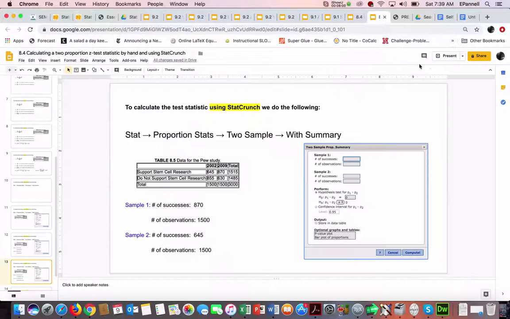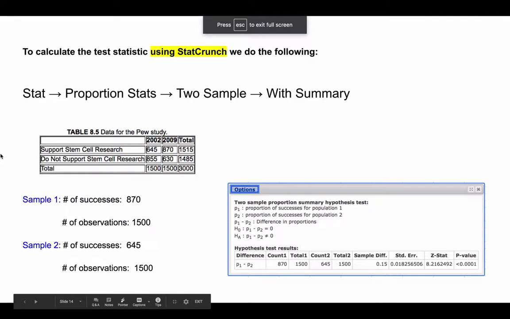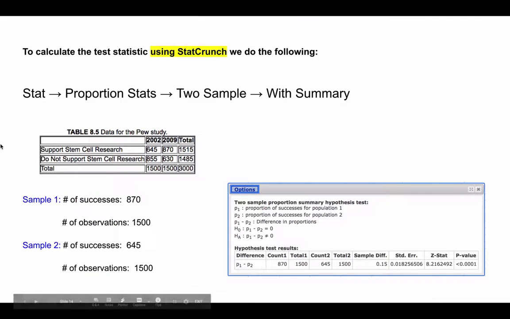Okay, so what happens is we got this box and we found out that our Z statistic was 8.2, and that's the same thing that we got before, so that's great.